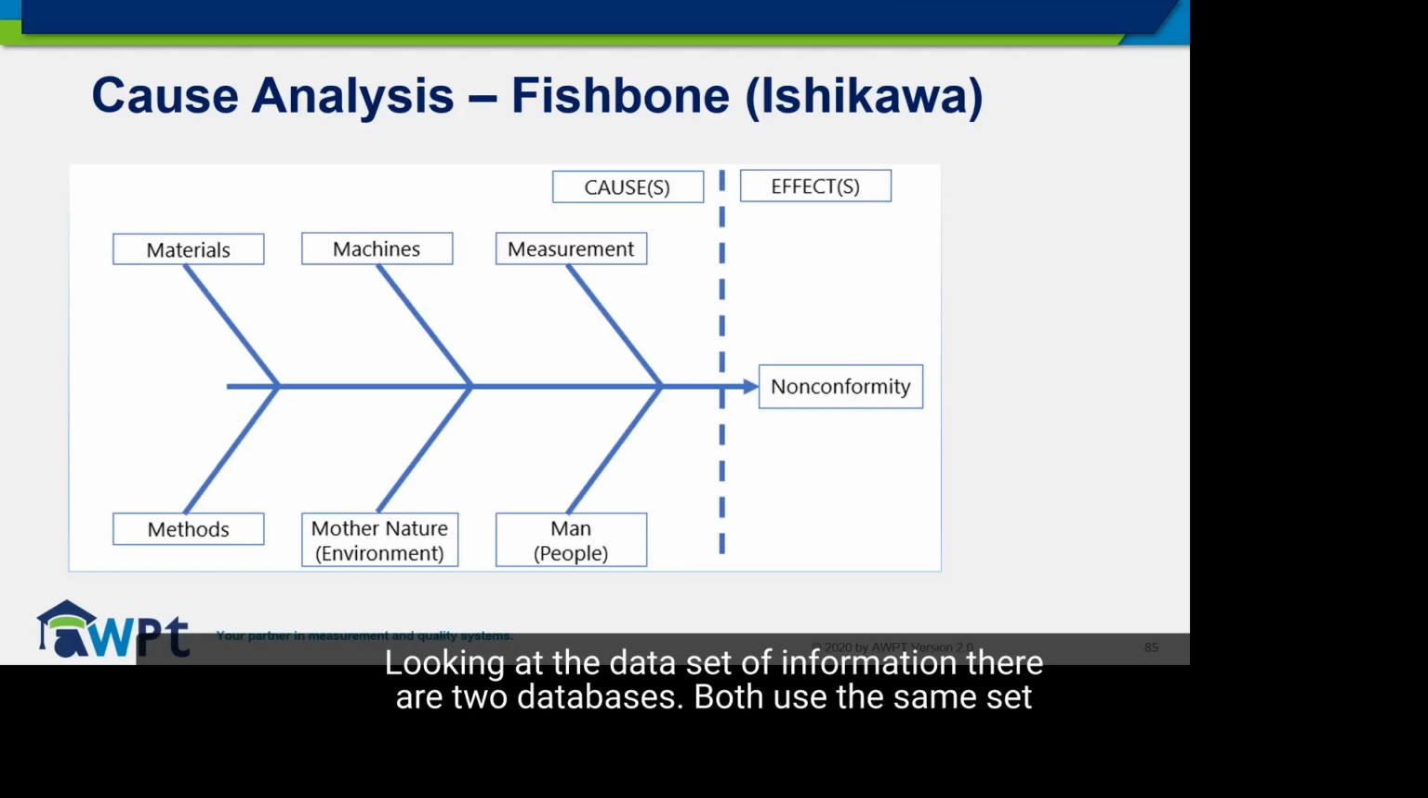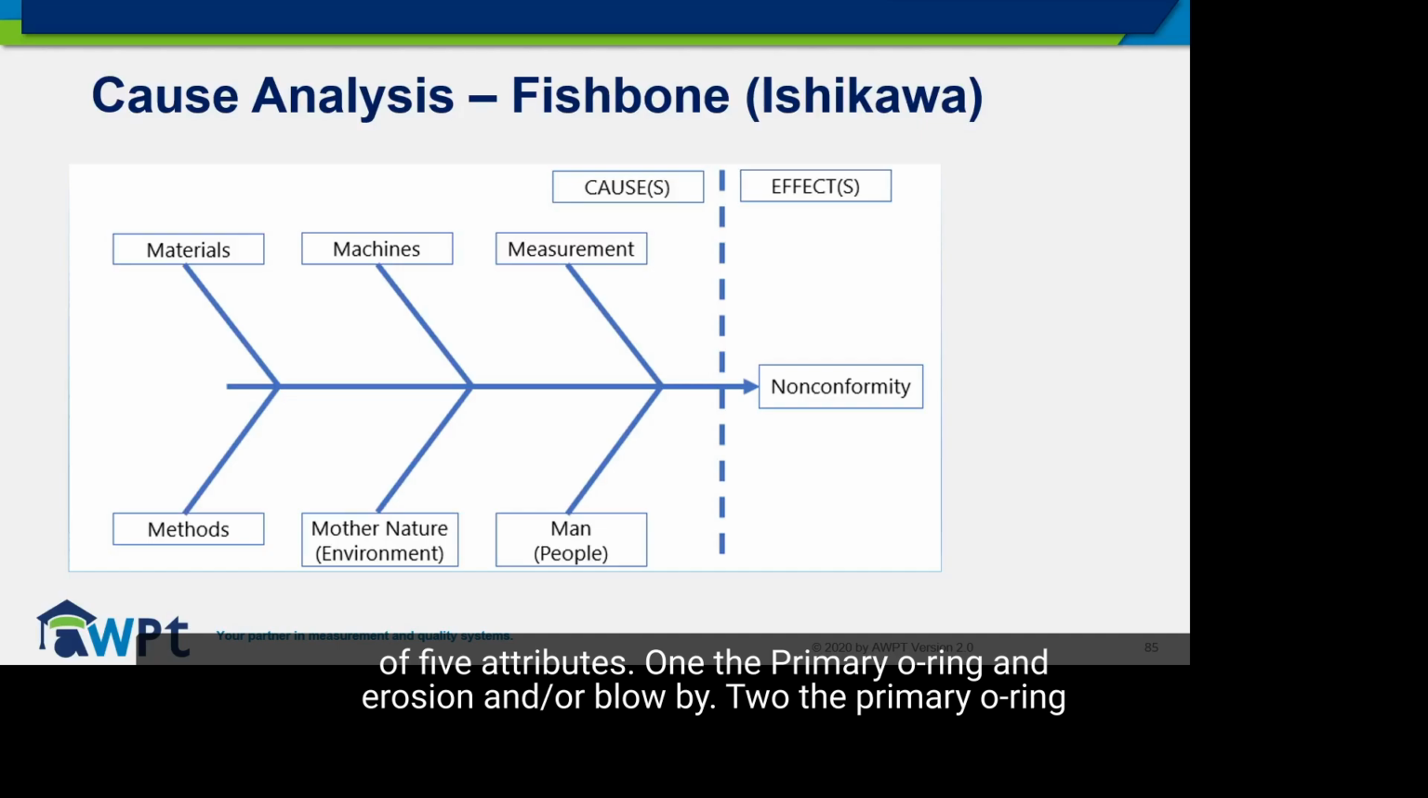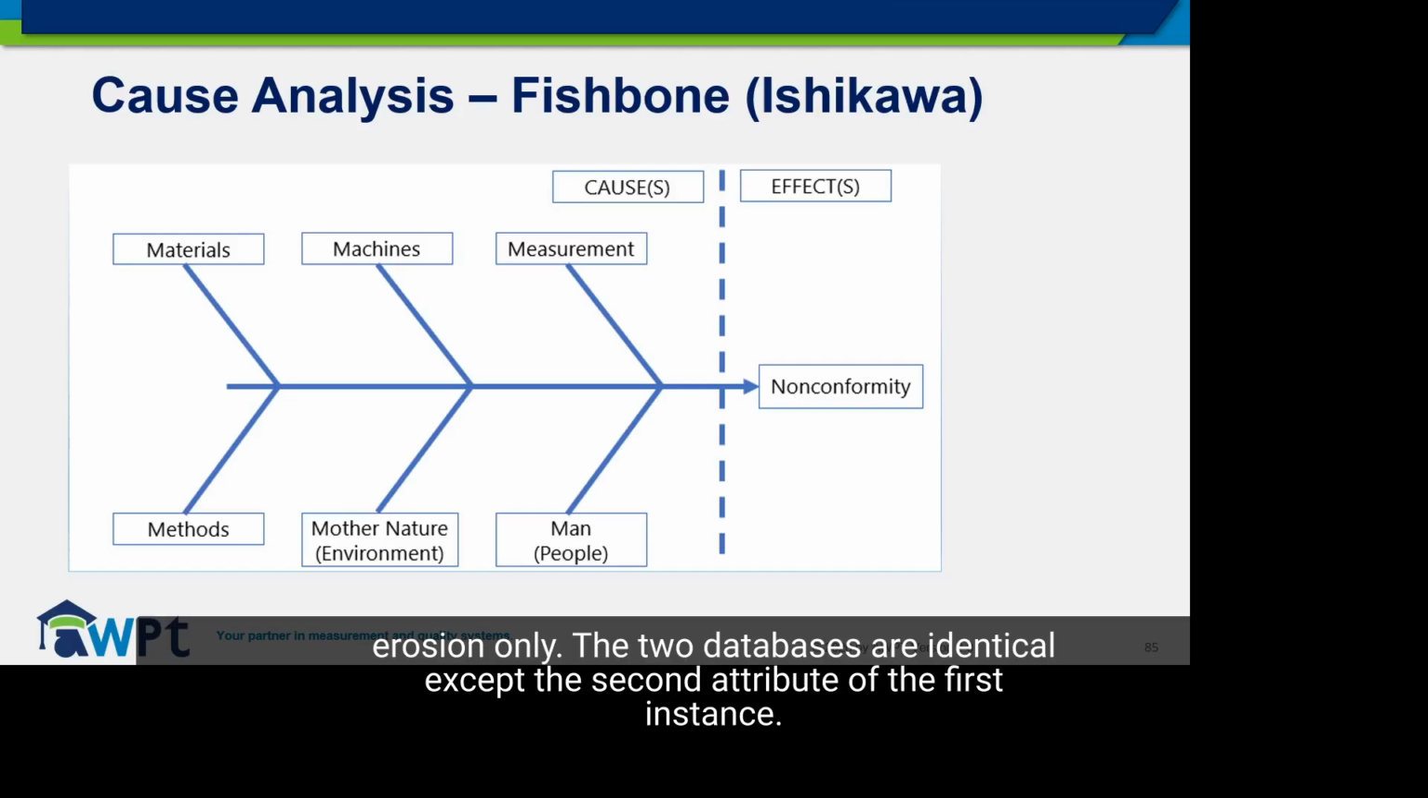Looking at the data set of information, there are 2 databases. Both use the same set of 5 attributes. 1, the primary O-ring erosion and/or blow-by. 2, primary O-ring erosion only. The 2 databases are identical, except for the second attribute of the first instance.